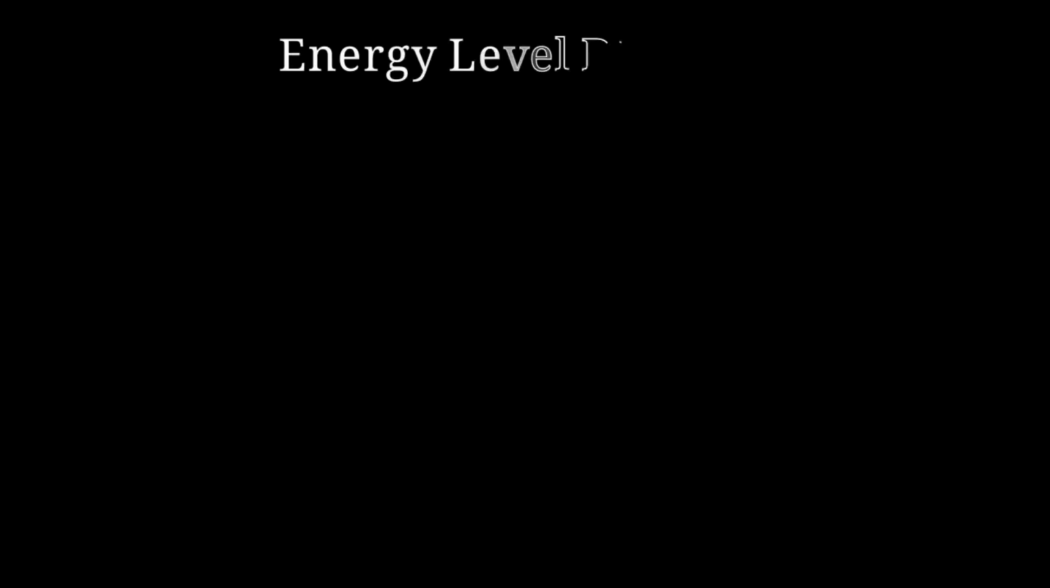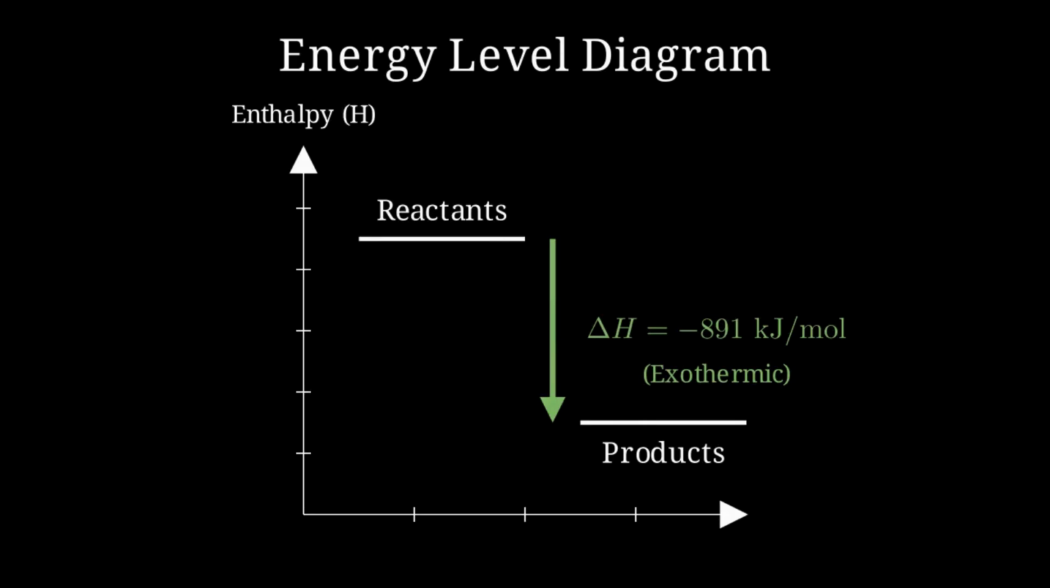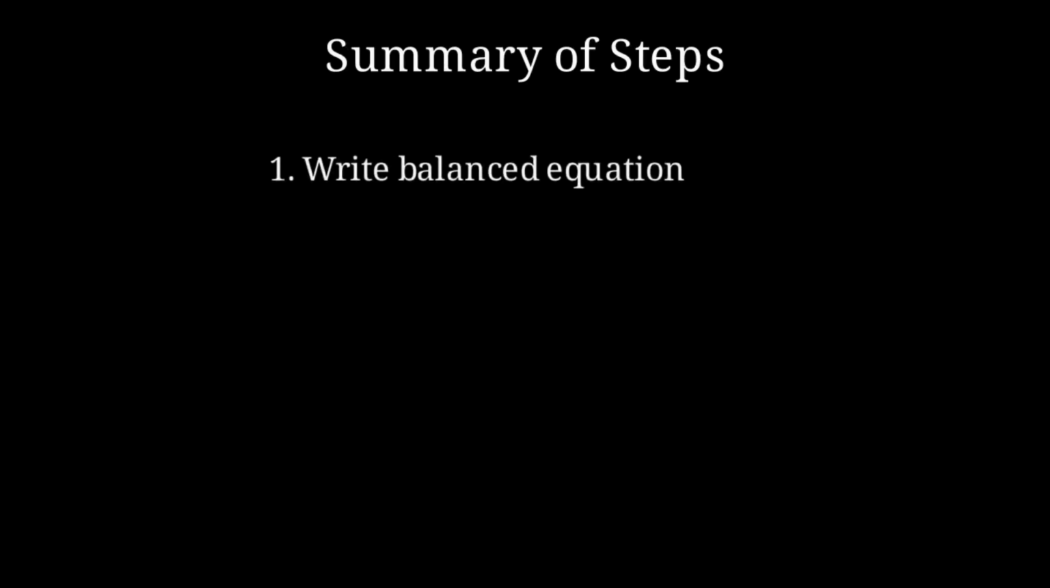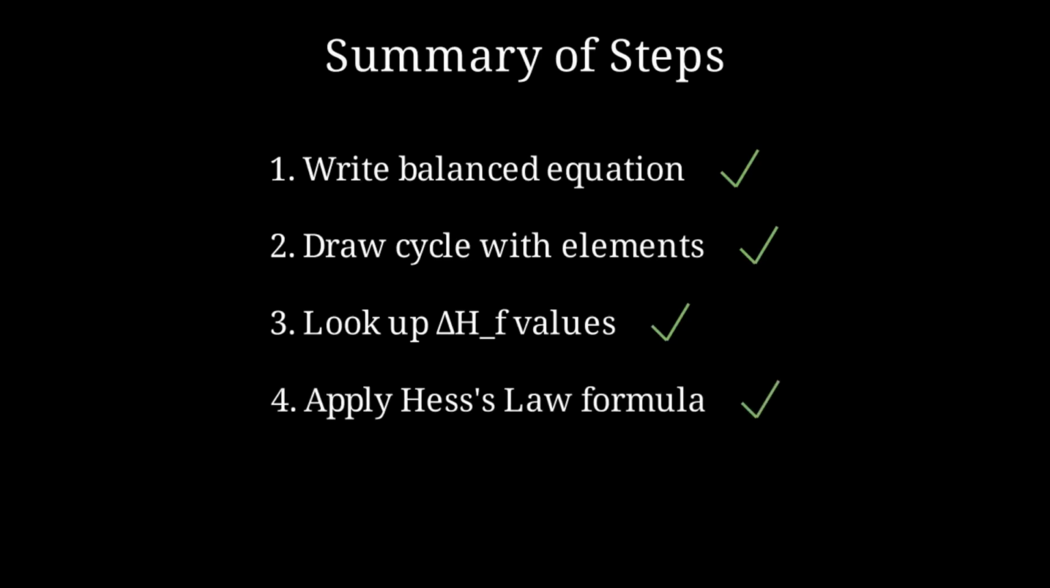On an energy level diagram, we see the reactants sit higher than the products. The downward arrow indicates that energy is released into the surroundings, confirming this is an exothermic process. In summary, always start with a balanced equation, map your formation cycle, substitute your known values, and use the product minus reactant formula to solve for the enthalpy change.